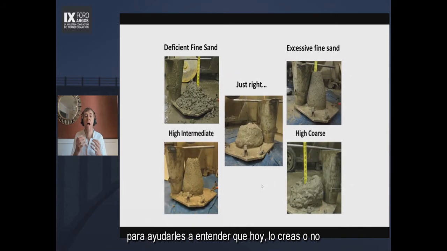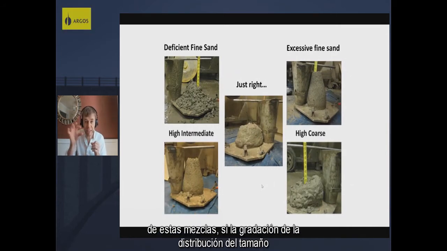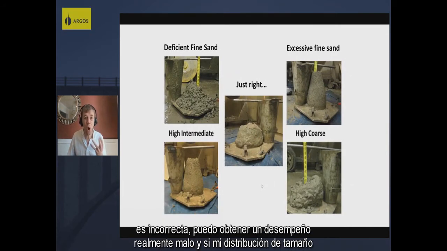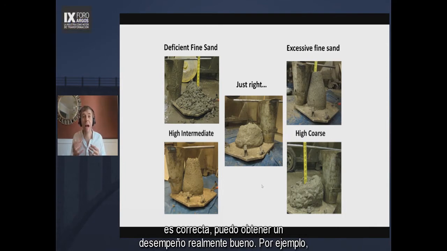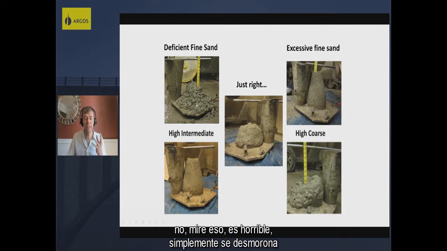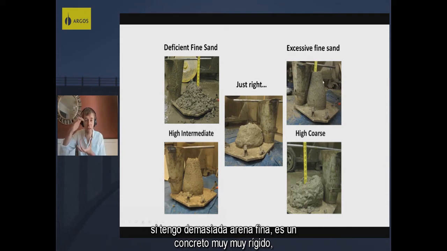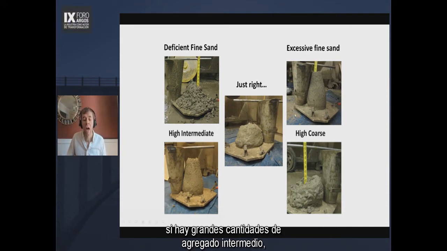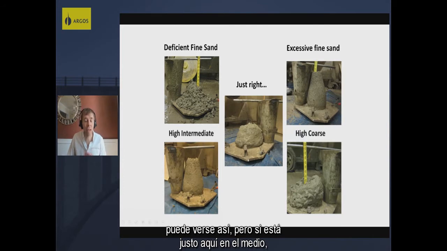Now, believe it or not, of these mixtures, if the gradation, that size distribution, is wrong, I can get really bad performance. And if my size distribution is right, I can get really good performance. For example, if I don't have enough fine sand in my mixture, oh no, look at that. It's horrible. It just falls apart. If I have too much fine sand, it's very stiff concrete. If it's high amounts of intermediate aggregate, it may look like this, and high amounts of coarse aggregate, it may look like this. But if I get it just right, just here in the middle, that's what we want.